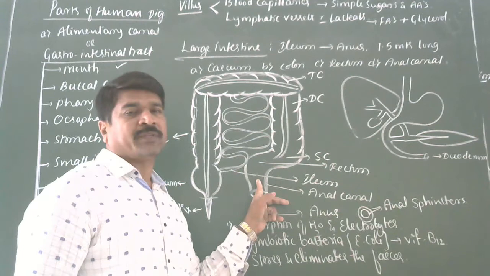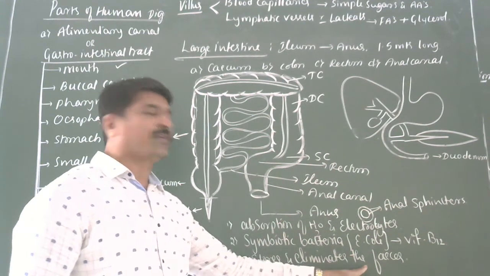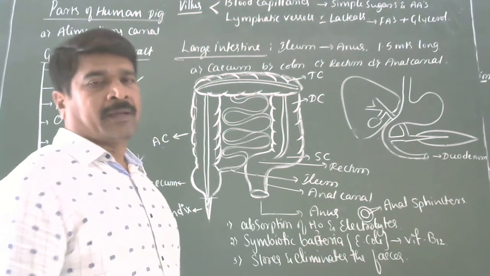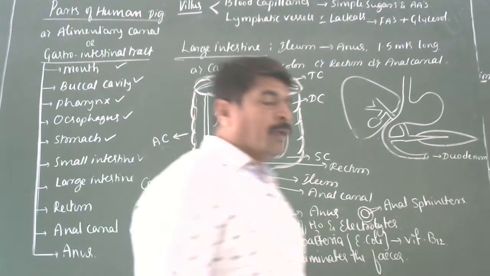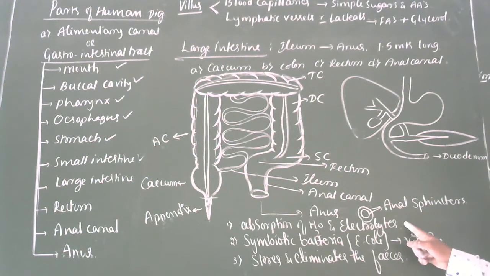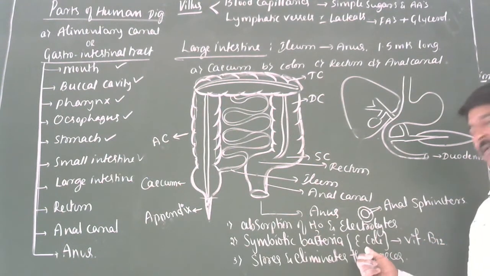Rectum is meant for the storage of the feces. Anus is meant for elimination. Clear? So these are the functions of the large intestine. Number one, helps in the absorption of water and electrolytes from undigested food. It stores the symbiotic bacteria, that is E. coli. Helps in the absorption of vitamin B12.